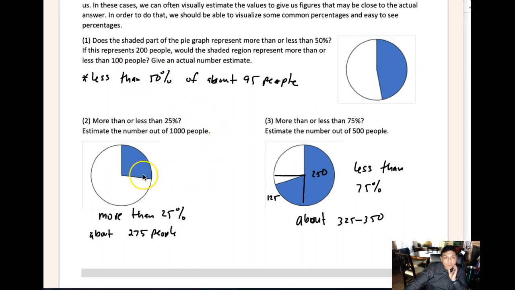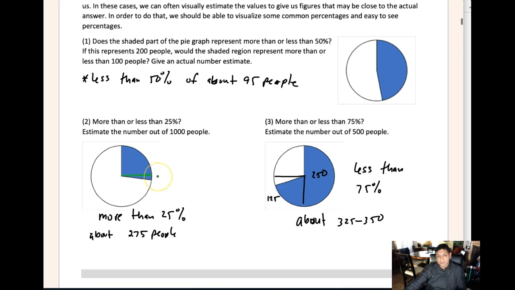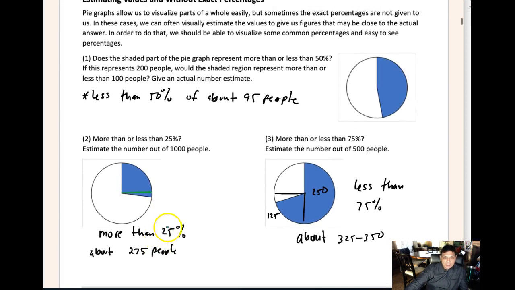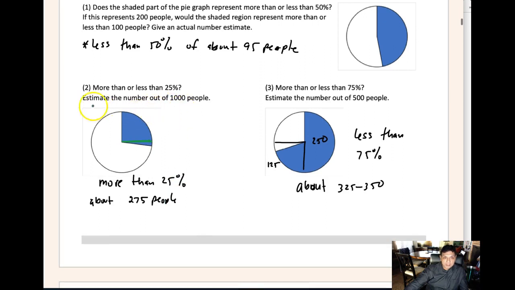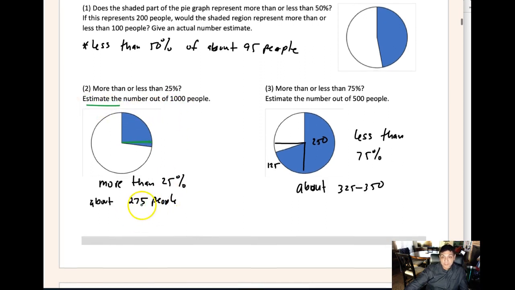How about, is this more than or less than 25%? Estimate the number out of 1,000. So this is 25%. 25% would probably be, again, a quarter of it, somewhere in here. That would be your 25%. So we're a little bit more. And so we can estimate about 275 maybe. Again, that's just an estimate, right? So you may have a different number there.